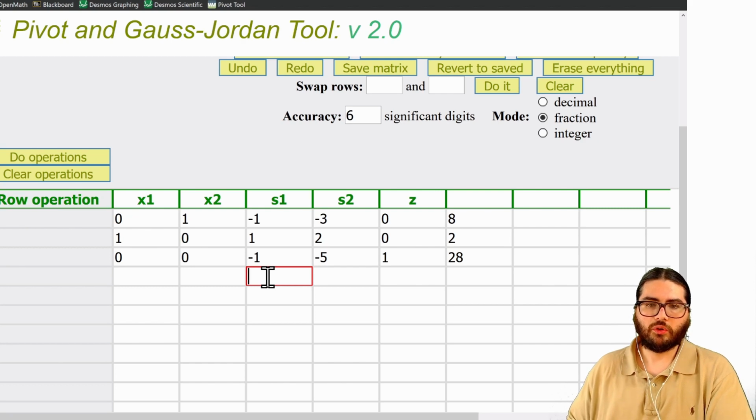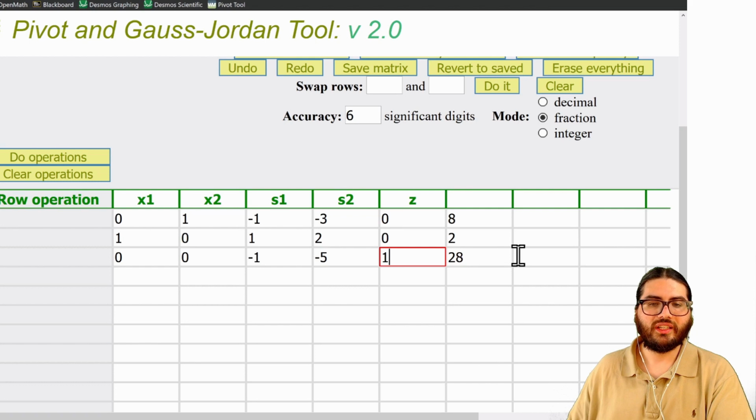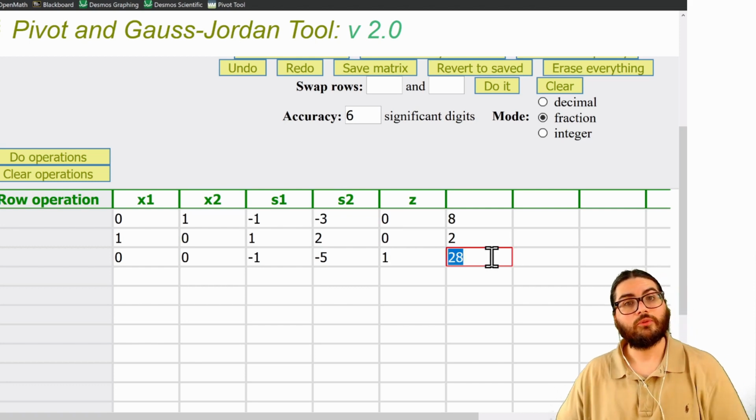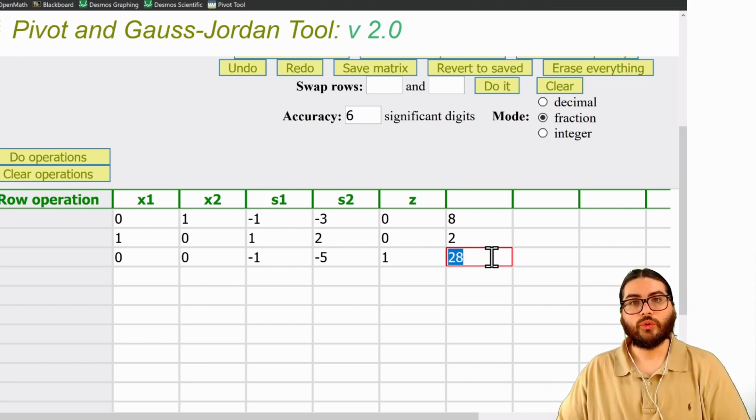And if I'm feasible, I'm allowed to box this in as my answer. Z equals 28 is the optimal solution. So x1 equals 2, x2 equals 8, s1 equals 0, s2 equals 0, z equals 28. That's the optimal solution, the minimum value of z.